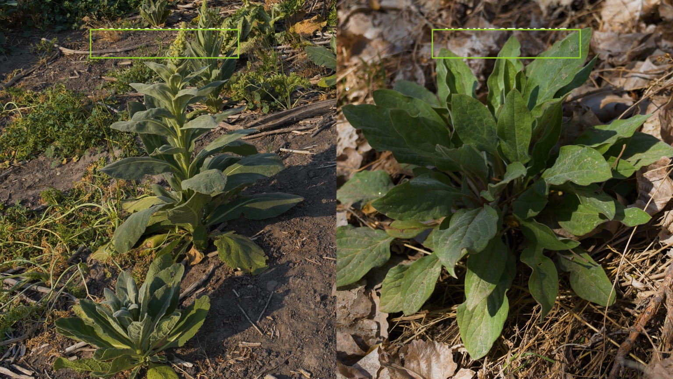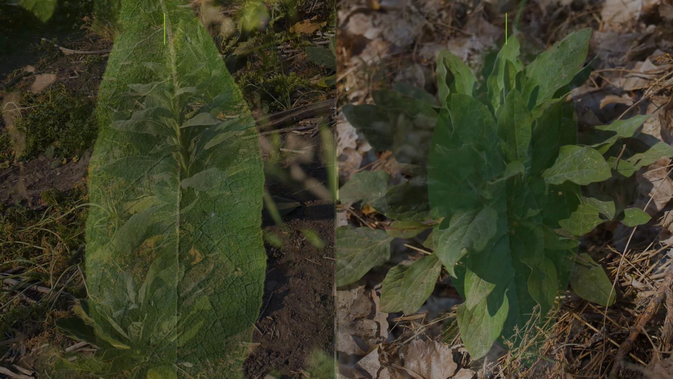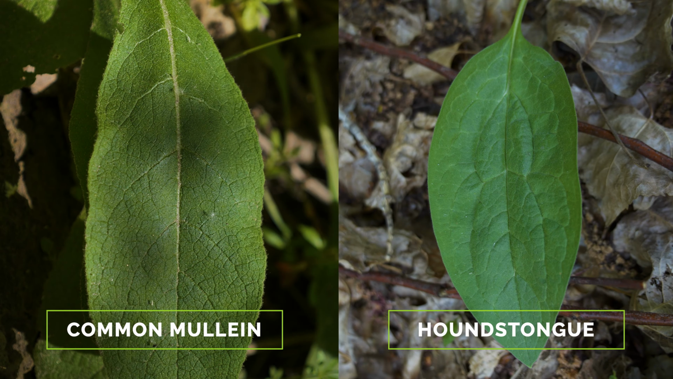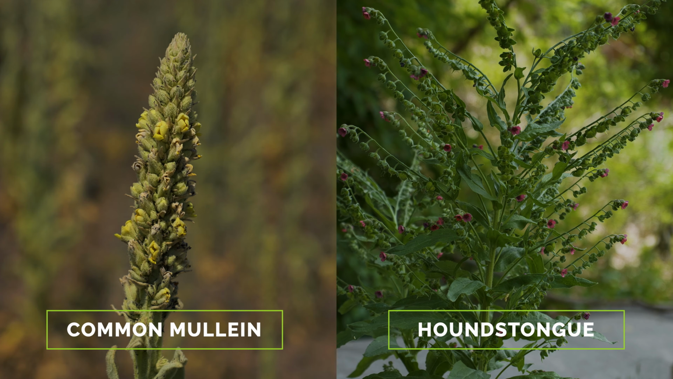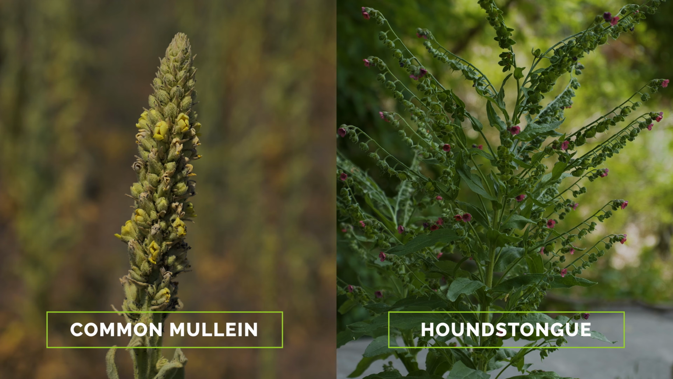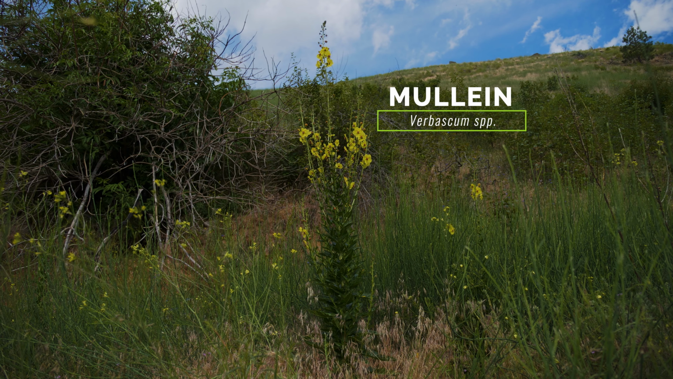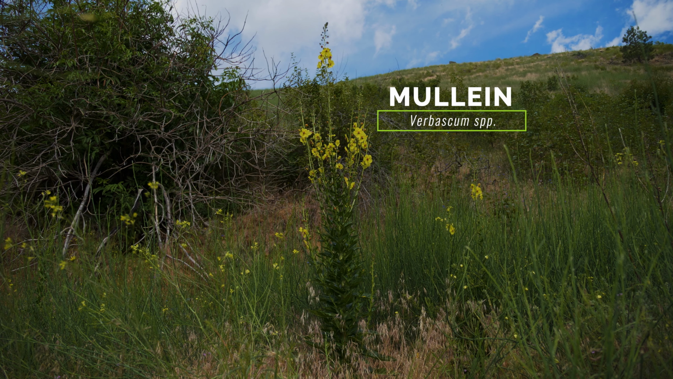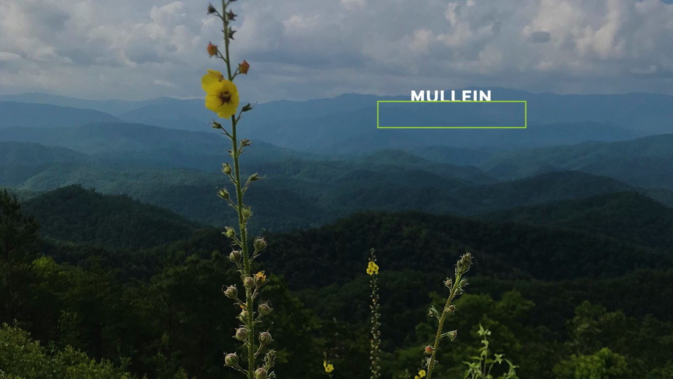Common mullein rosettes can sometimes be confused with rosettes of the introduced houndstongue, though mullein leaves grow larger and are much fuzzier. During the second year, houndstongue's small reddish-purple flowers are readily differentiated from the yellow flowering spikes of common mullein. Over a dozen other Verbascum species have been introduced to North America besides common mullein. However, most of these are sporadic or only occur in the east.